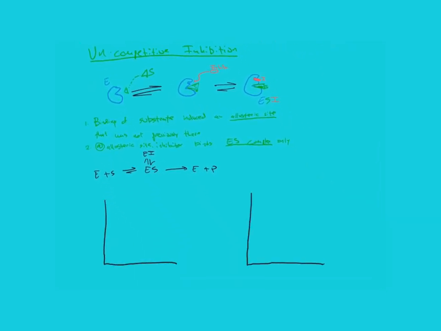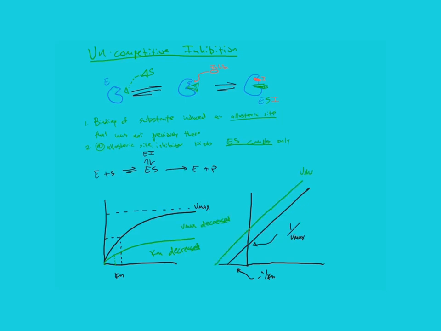Let's go ahead and compare and contrast the Michaelis-Menten versus the Lineweaver-Burk. So here's our Km, our minus 1 over Km, 1 over Vmax and Vmax. So we see that our Km decreases and our Vmax decreases.